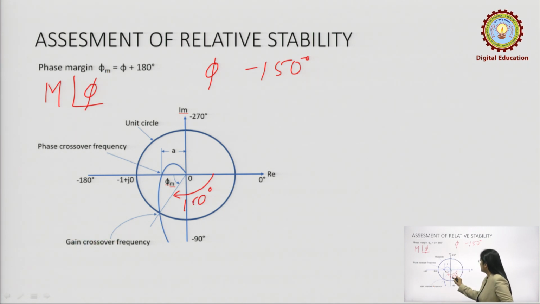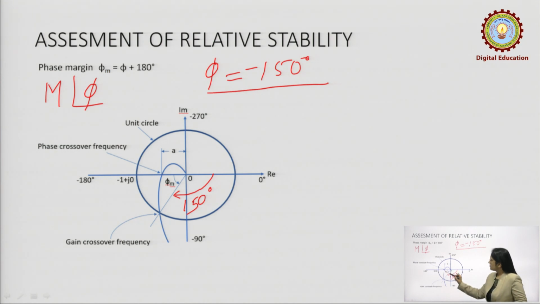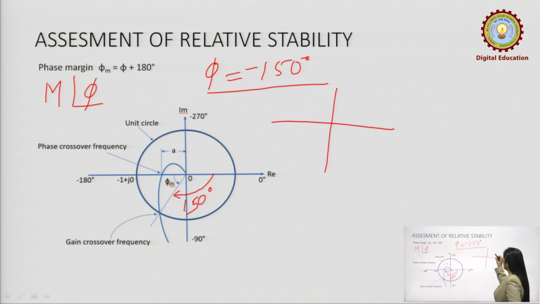This is 150 degrees. If the phase angle is minus 150 degrees, we mark it here as 150 degrees. Now, what is phase margin? Now, we can see that this is minus 180 degrees, and if the phase angle becomes minus 180 degrees, like this.